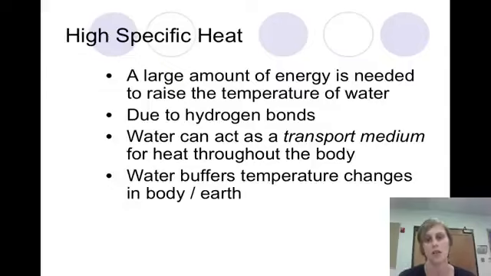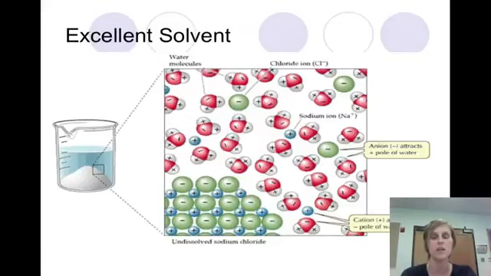We don't have ponds suddenly freezing over in just seconds. It takes a lot of time for that to happen and for it to defrost as well, and that maintains temperatures on our Earth. Water is also an excellent solvent. That means that things dissolve into the water really easily, and that's due to water's polarity.